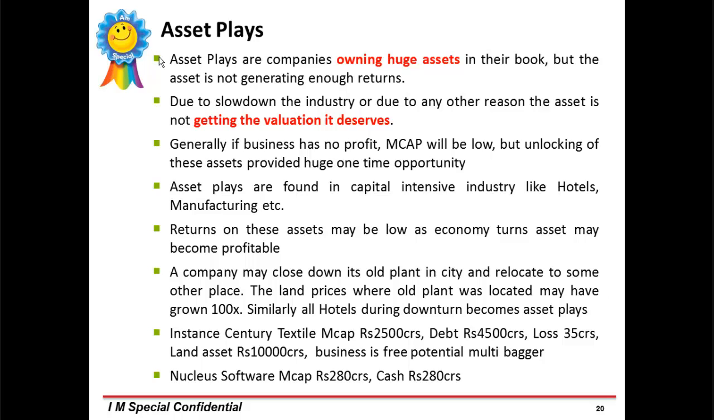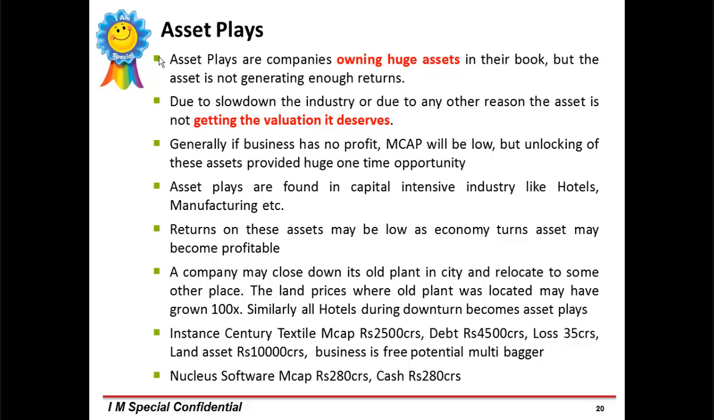Asset plays are found in capital-intensive industries like hotels, manufacturing, commodities, etc. Return on these assets may be low, but as the economy turns, the asset may become profitable. A company may close down its old plant in a city and relocate to some other place. The land prices where old plants were located may have grown 100 times. Similarly, all hotels during a downturn become asset plays. An example would be Century Textile.